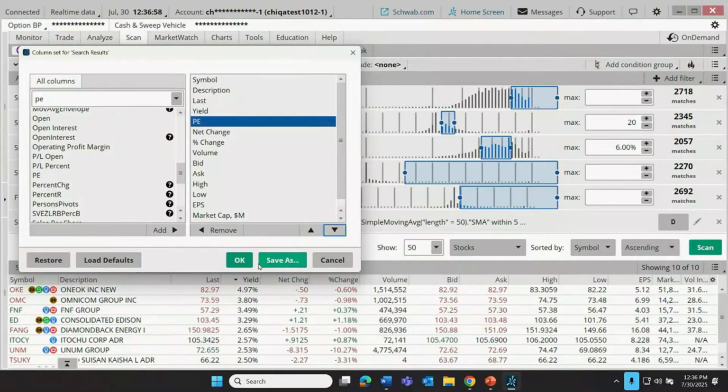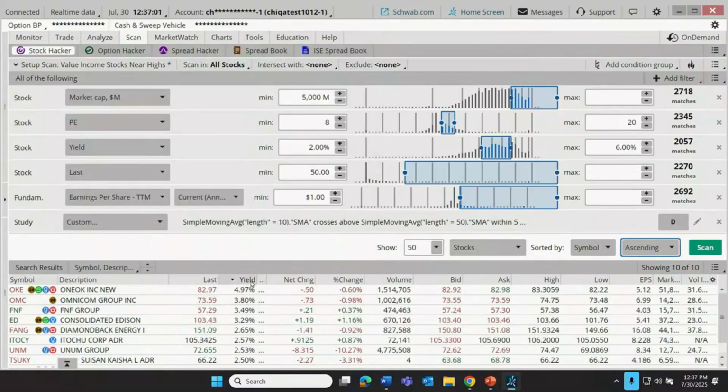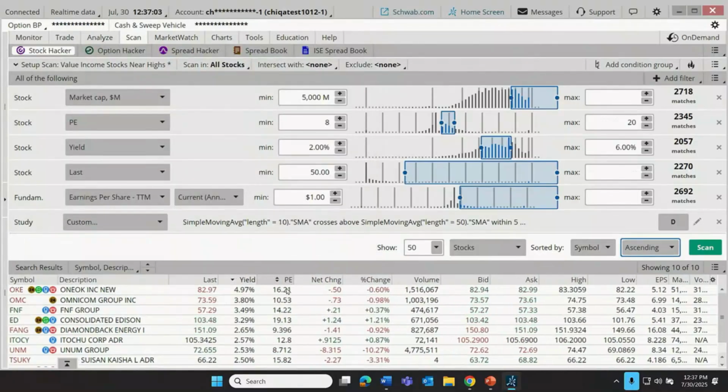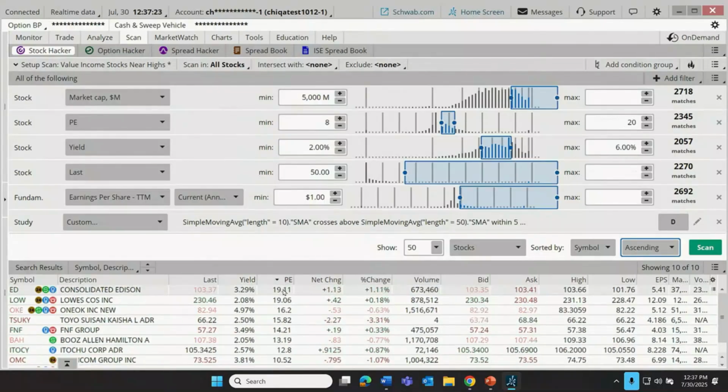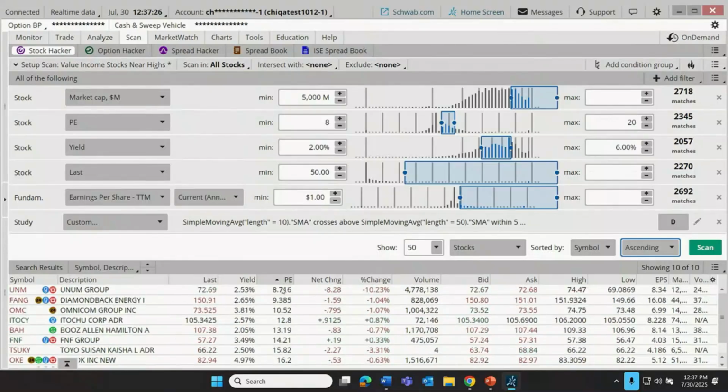Of yield and then PE. Let's just click OK. And you'll notice here is now our PE. And we could even sort by PE. So another feature of this scan tool is that the columns are individually sortable. So right now we're looking at highest yield down to lowest. If I click on PE, I can see highest PE to lowest or lowest PE to highest. And you'll see that the lowest PE here is not under 8 because we set that as a minimum.